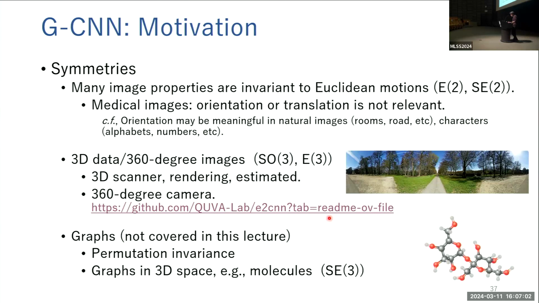I will not cover graphs in this lecture because Ryoma Sato gave a lecture on graph neural networks last week. But for graphs, permutation invariance for nodes may be important. And also, if the graph is considered in three-dimensional space, like a molecule, Euclidean motion is again a very important factor to consider.